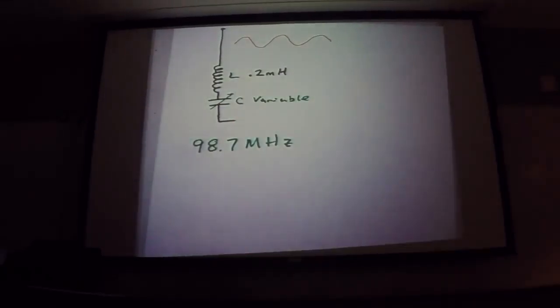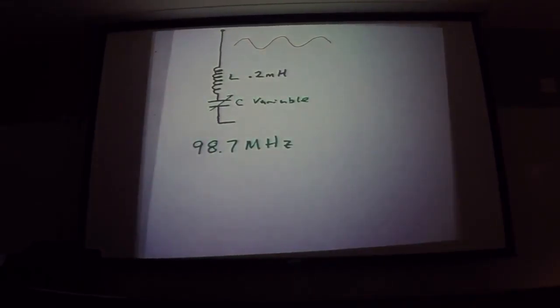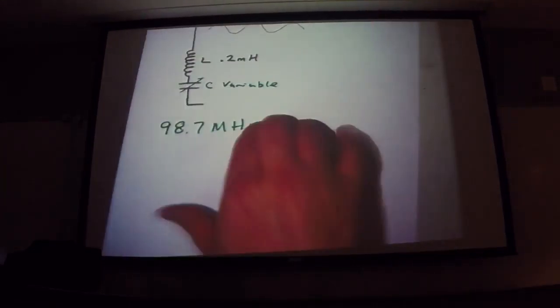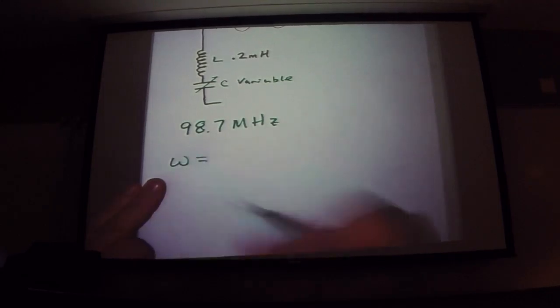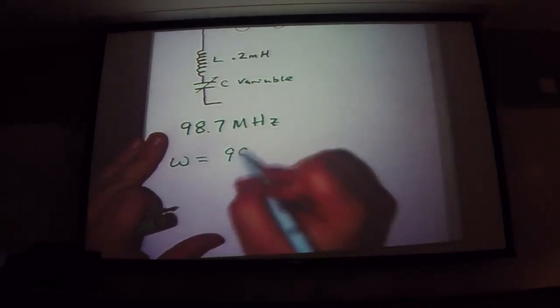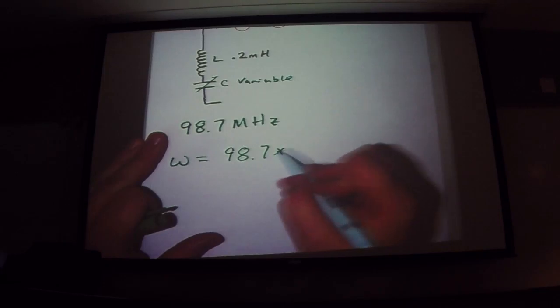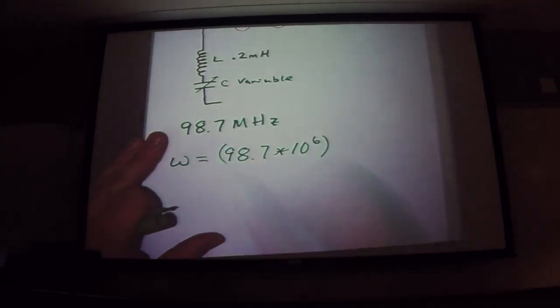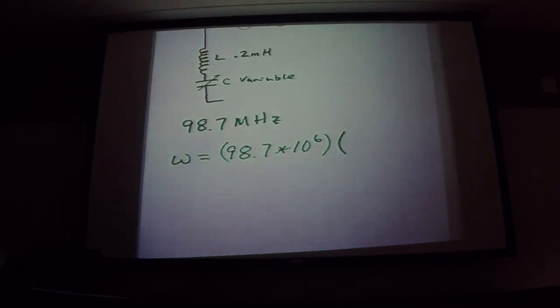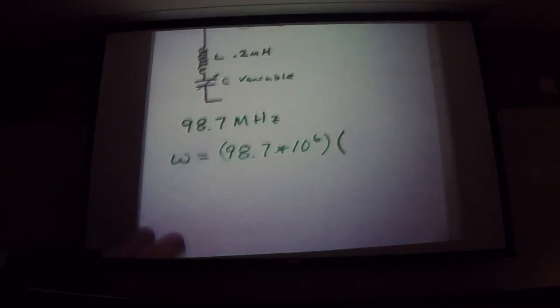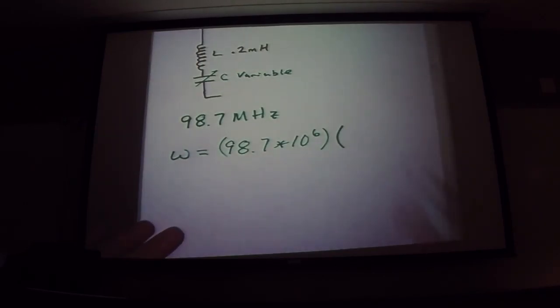Okay. All right. So now let's go to the problem itself. What do we do? Well, let's figure out what capacitance we need for this. First of all, we want to calculate omega, which is 98.7 times 10 to the 6th. Let's go ahead and get that mega out of there. Multiplied by, what do I need to multiply by to go from hertz to radians per second? 2 pi.